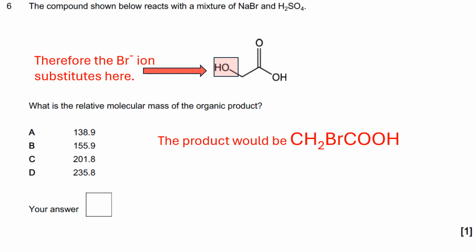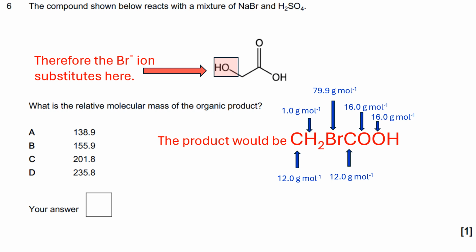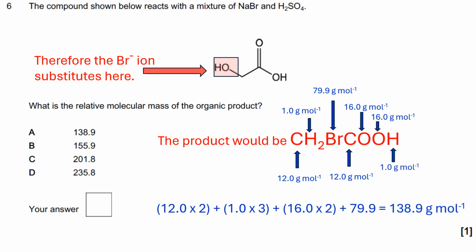So that gives us a new compound, CH2BrCOOH. This is our organic product. So now we have to work out what the relative molecular mass of this is. So counting up the numbers from each of the atoms, you can obviously find these values from your periodic table. It leads you to 138.9 grams per mole, which is obviously answer A.